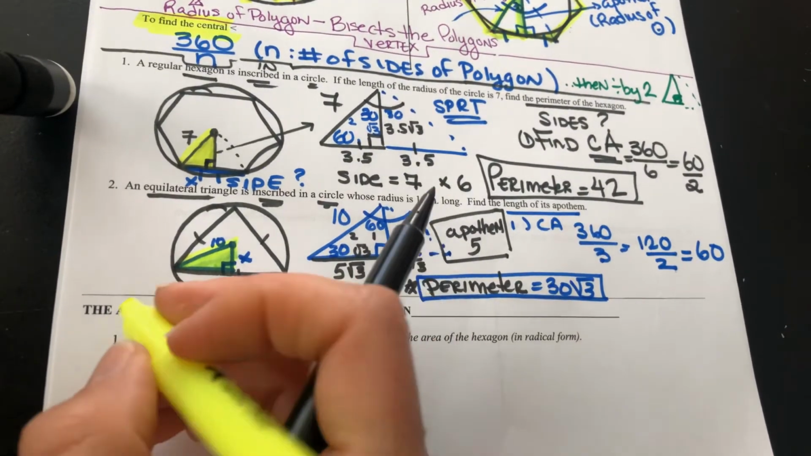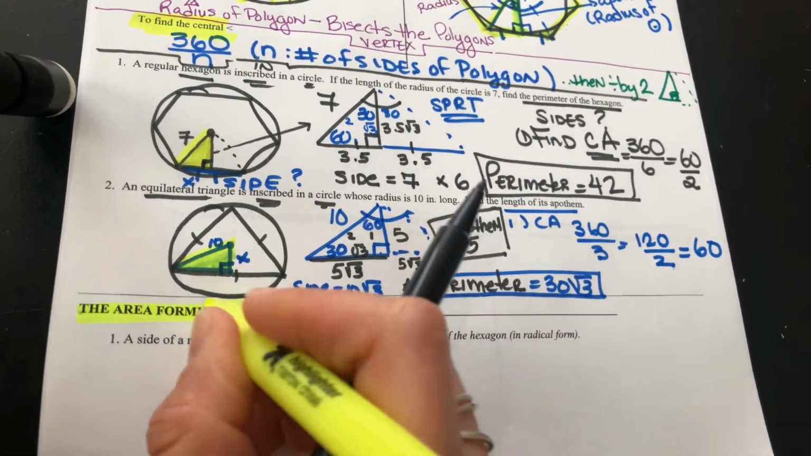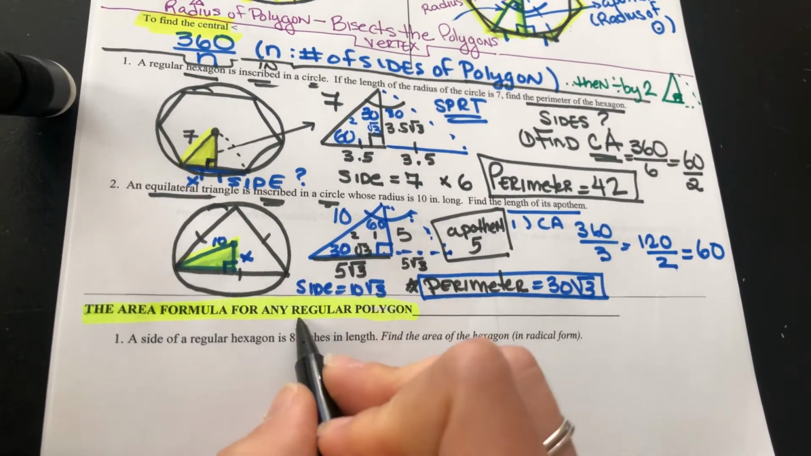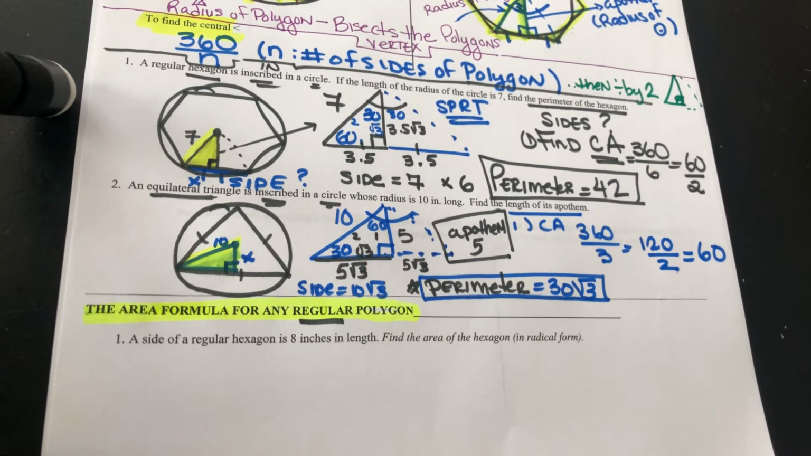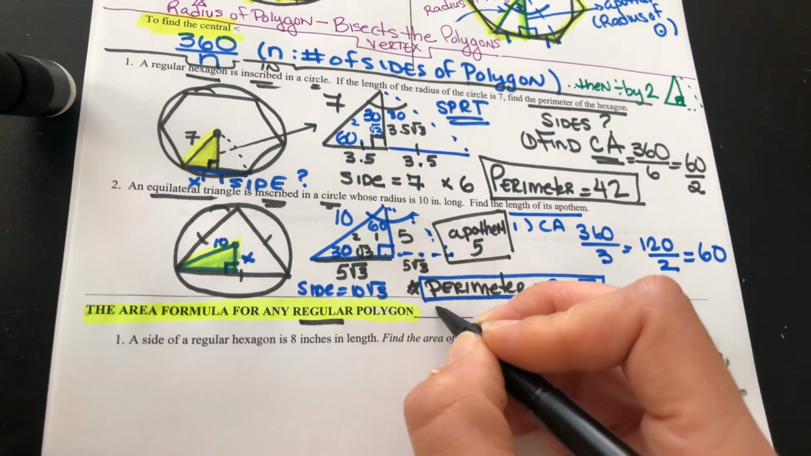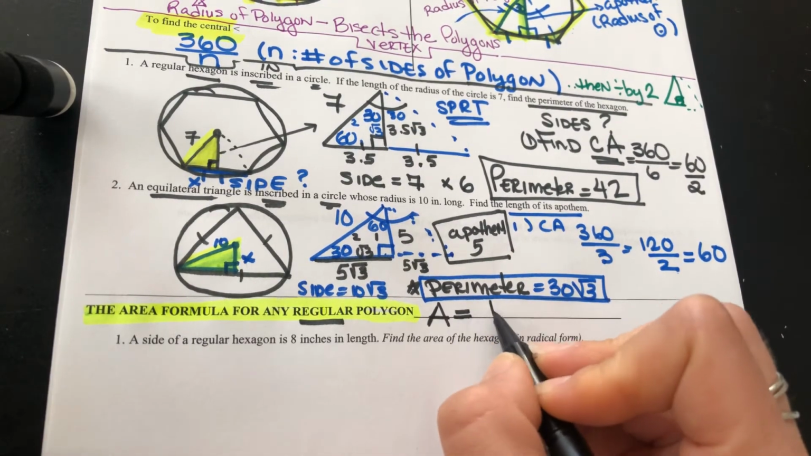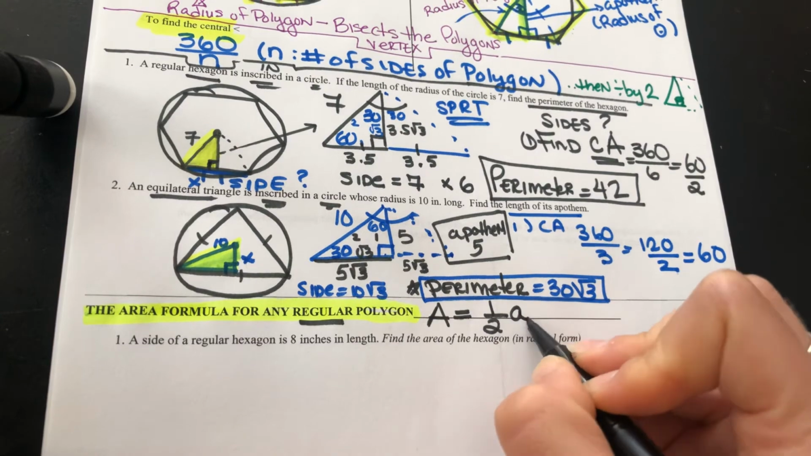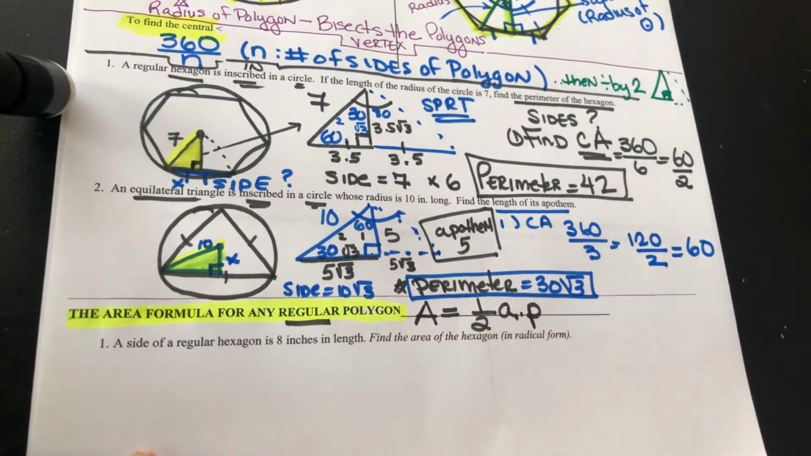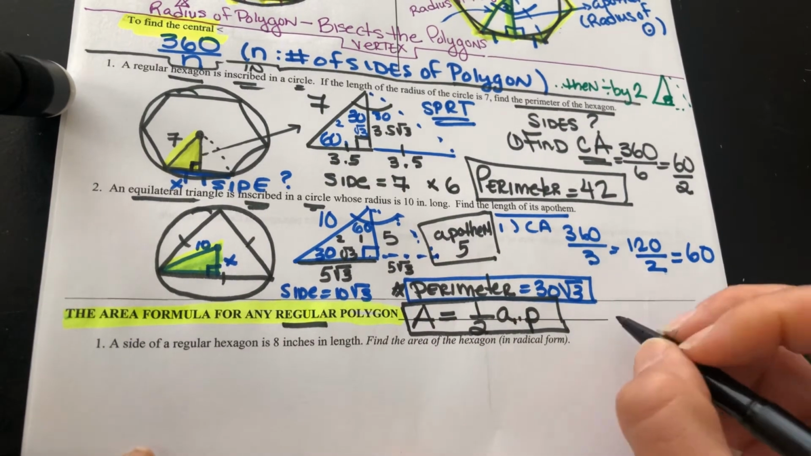Here is your main part of the lesson. We're going to take all that into finding the area formula for any regular polygon. Yes, any. So that means a square is a regular quadrilateral, an equilateral triangle. I still recommend you doing the equilateral triangle formula. But here is your formula. Ready? Area of any regular polygon equals 1/2 apothem times perimeter. That is your formula. Write it down, star it, highlight it.